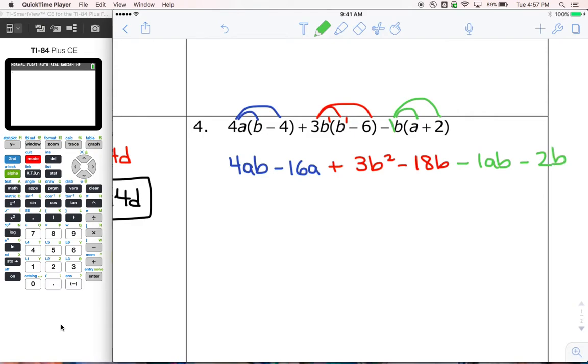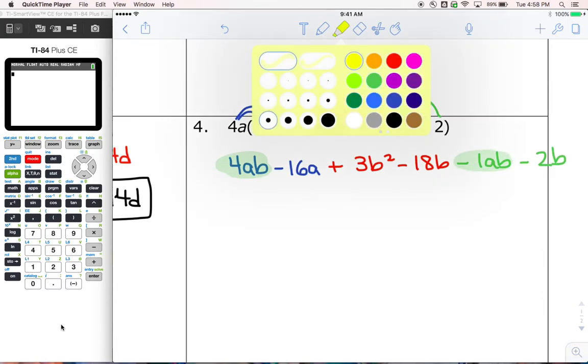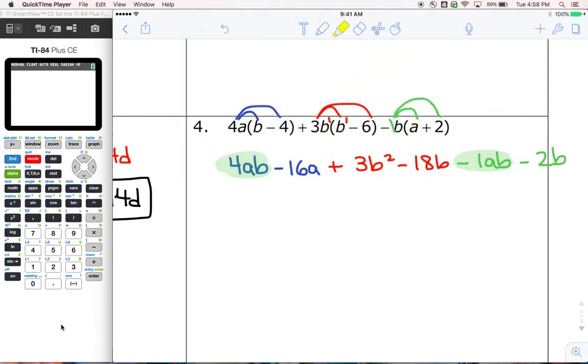All right. Now check for like terms. All right, I see some. Let's see here. I've got 4ab and negative 1ab. So those are like terms. I've also got, let's see here, 18b and 2b. 3b squared is not a like term to those other ones because it has a 2, right? The squared part of it makes it not a like term.